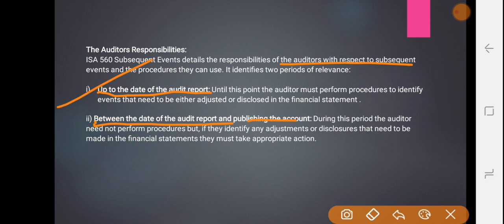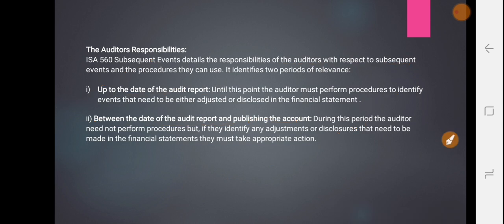For the first one, up to the date of the audit report, the auditor must perform procedures to identify events that need to be either adjusted or disclosed in the financial statement. When it comes to the second one, during this period the auditor need not perform procedures, but if they identify any adjustment or disclosure that needs to be made in the financial statement, they must take appropriate action. That is the auditor's responsibility with respect to the period up to the date of audit report, and between the date of audit report and publishing the account.